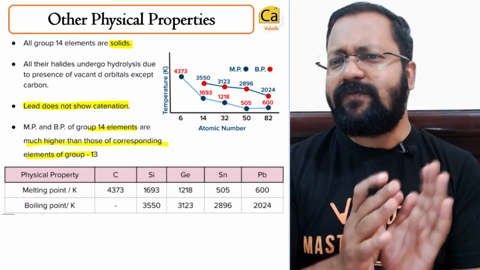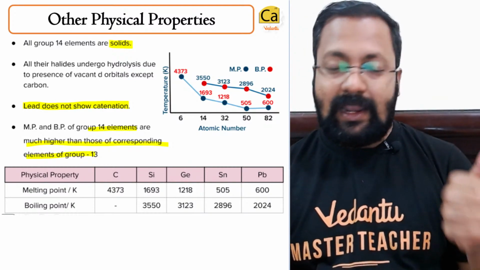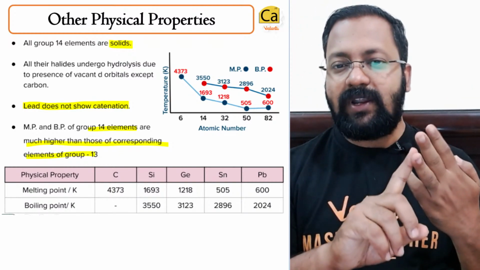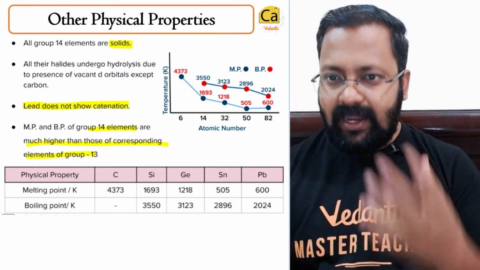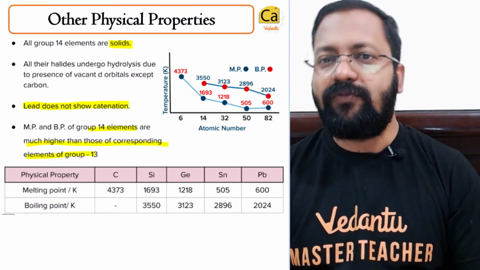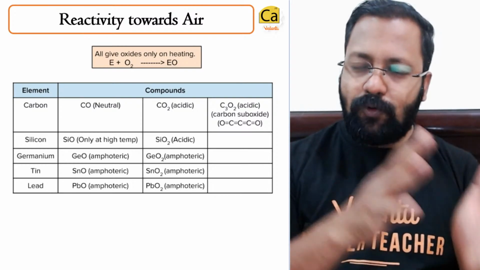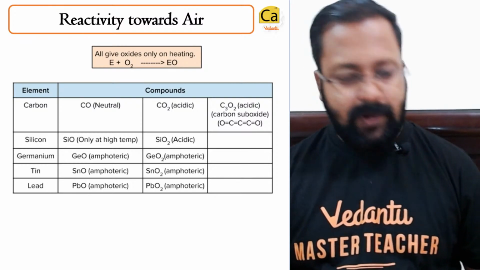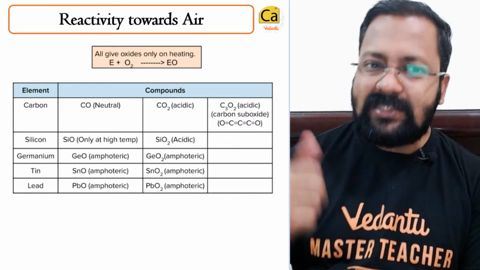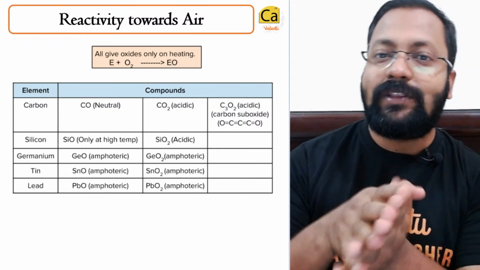So these are some few physical properties. याद रखो important physical properties आपको क्या क्या पढ़नी है. Size, oxidation state, electronegativity, ionization energy, state, and comparison with group 13 in terms of melting point and boiling point. Now let's quickly go through few chemical properties. The first general chemical property that we would talk about is their reactivity with air.